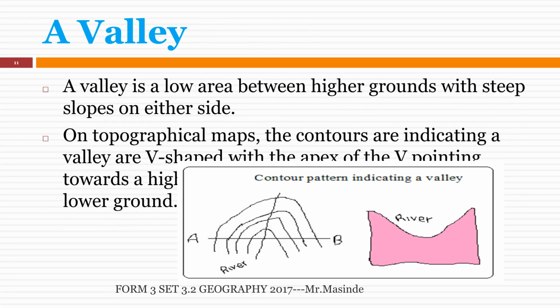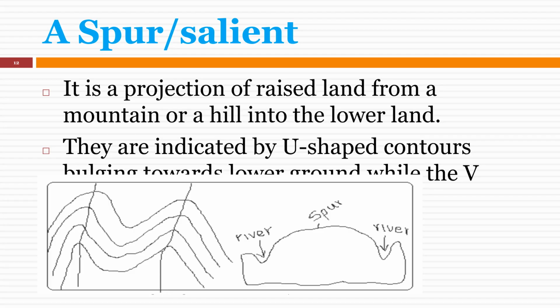A valley is a low area between higher grounds with steep slopes. On maps, valley contours are V-shaped, with the apex pointing toward the higher ground and opening toward the lower ground. A spur or salient is a projection of raised land from a mountain or hill into the lower land. They are shown by U-shaped contours bulging towards lower ground, with the V pointing to the higher ground.